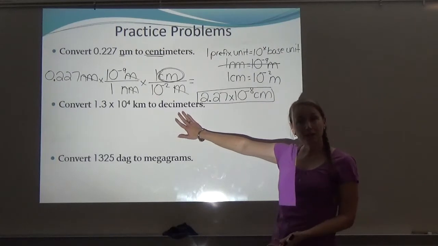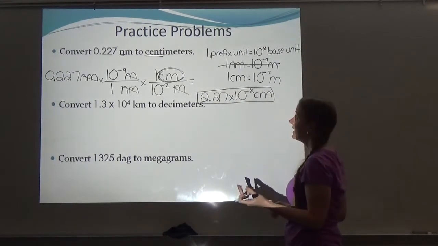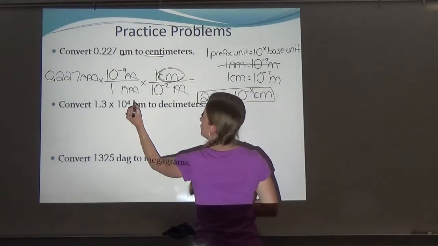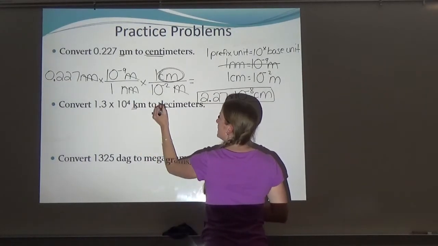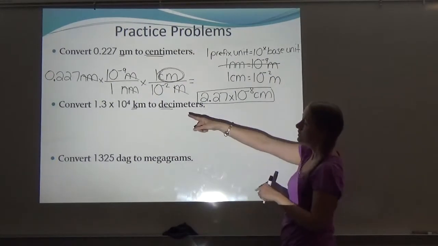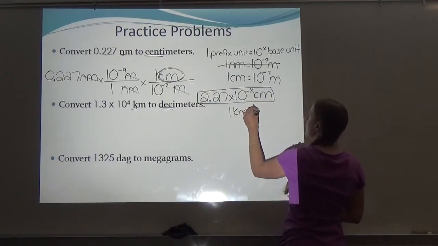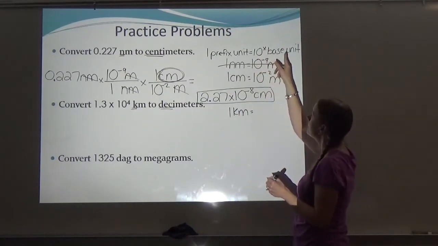So maybe pause the video and try this one first. And then I'm going to assume you've done that, and now we can try it together. All right, so I have 2 prefixes, which means 2 steps. I have kilo and deci. All right, so let's do kilometers first. So 1 prefix unit, or 1 kilometer, equals 10 to the x base unit.